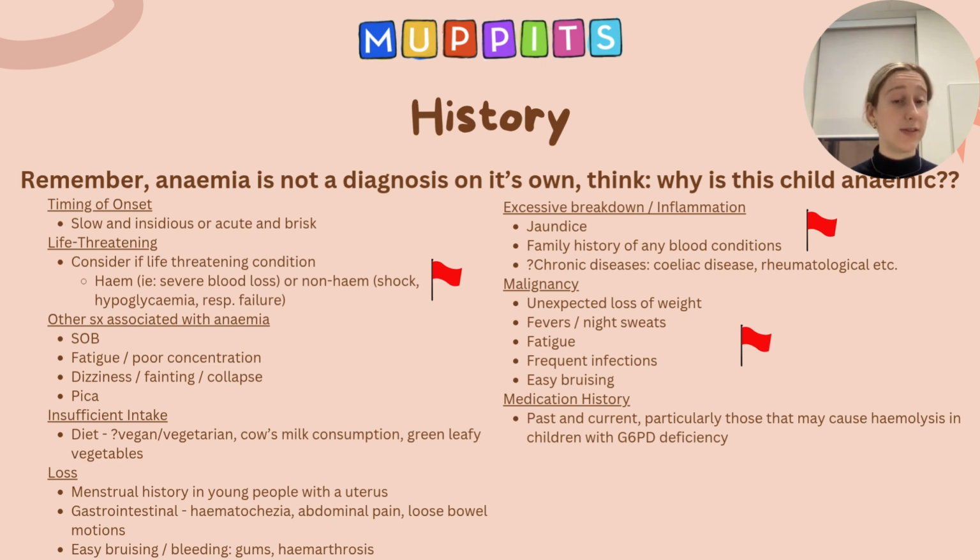Some more red flag features that might be indicative of malignancy, loss of weight that's unexpected, any fevers or night sweats, significant fatigue, frequent infections and easy bruising and bleeding. And then considering the medication history, passing current medications, and particularly those that might cause hemolysis if the child has G6PD deficiency. So it's not just fava beans, as I found out from doing the research for this presentation.